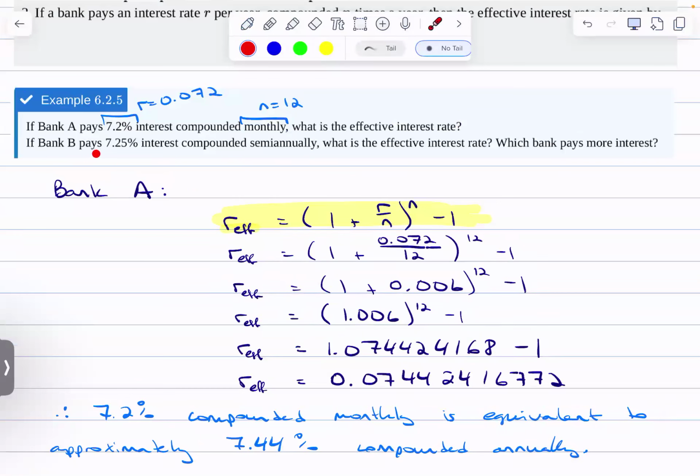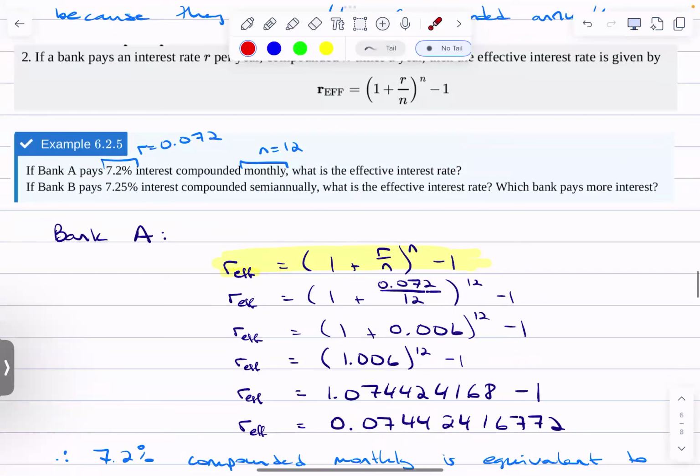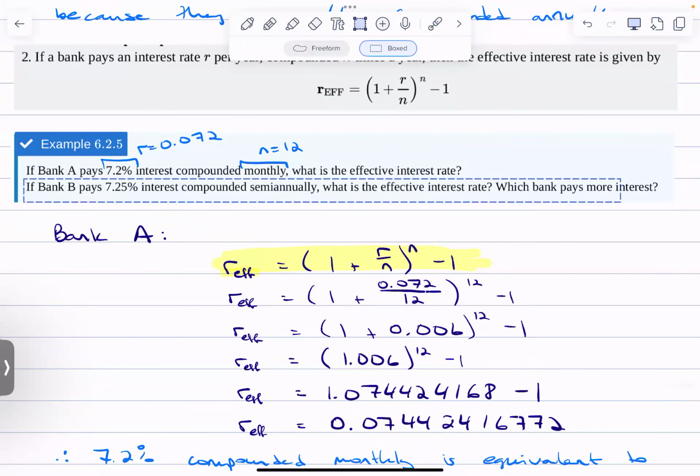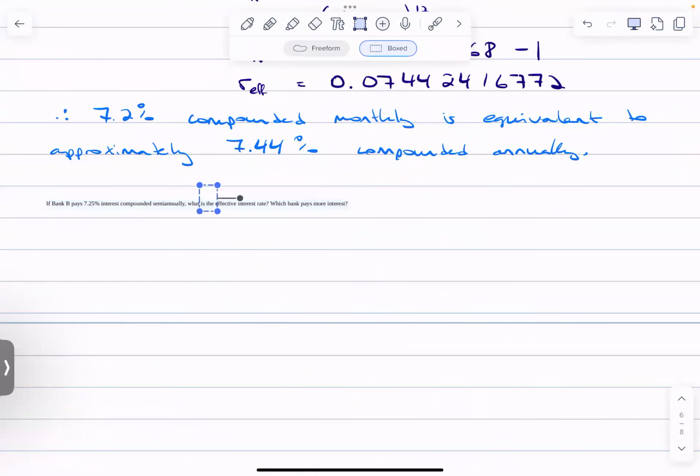If Bank B pays 7.25% interest compounded semi-annually, what is the effective interest rate? And then which bank pays more interest? Right, and so with the effective interest rates, we're able to compare them, right? Apples to apples, annually compounded to annually compounded. And so for Bank B, we want to have, let me just grab the information so I don't have to do it again.